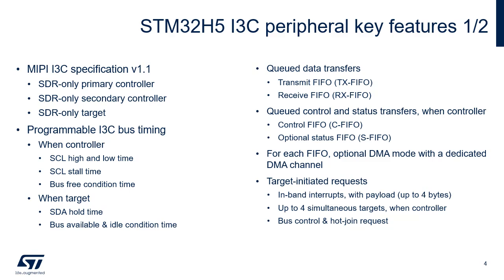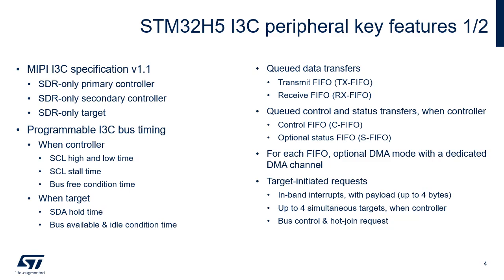To facilitate the software management, the I3C peripheral implements the following queues: data transfer queues, transmit FIFO for data bytes/words to be transmitted on the I3C bus, and receive FIFO for data bytes/words received from I3C bus. A control FIFO called C-FIFO for control words to be sent on the I3C bus, an optional status FIFO called S-FIFO for status words received from the I3C bus.